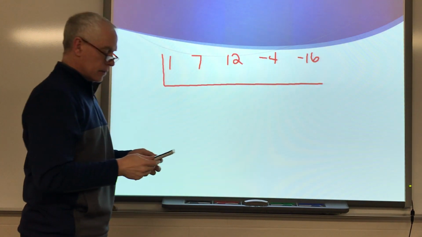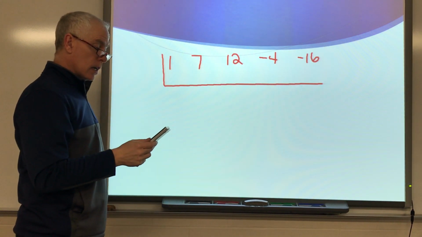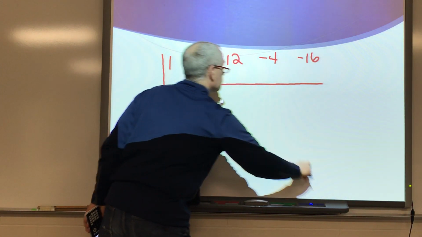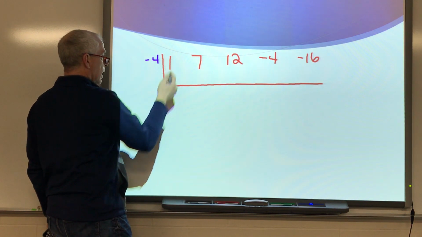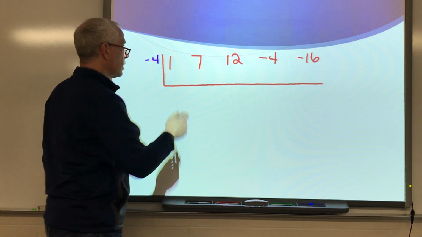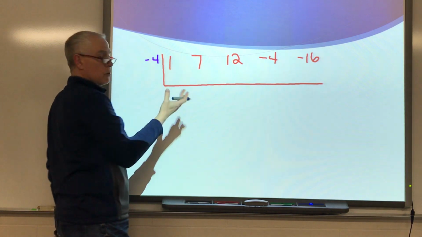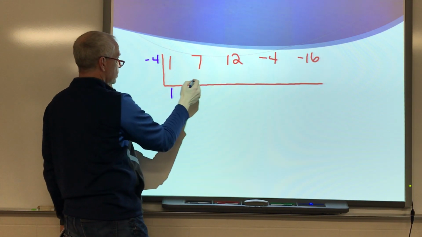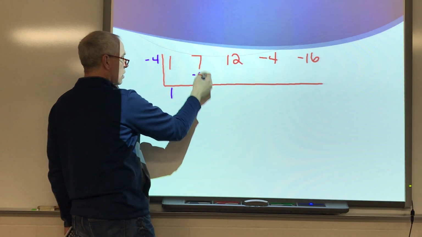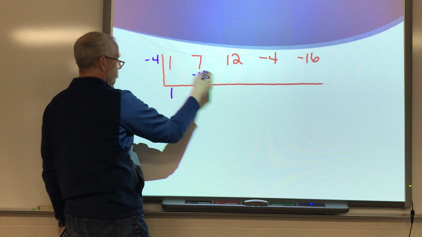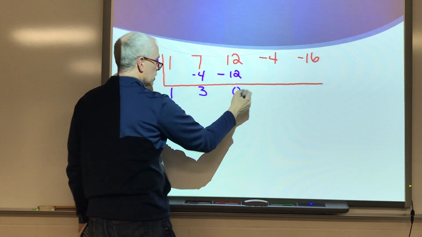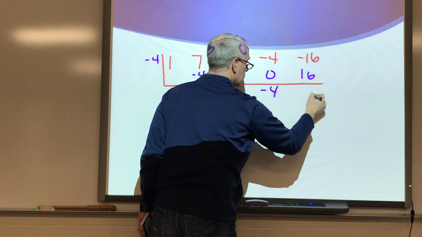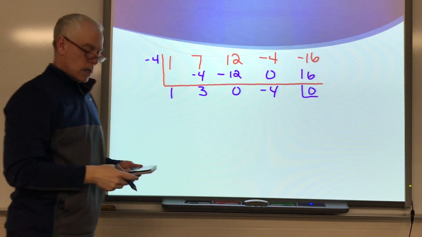Looking at my graph, it looks like I crossed the x-axis at negative 4, so I'm going to test that one. And negative 4 was one of our possible rational numbers because it was a factor of 16. And there was 1 or 3 negatives, so that made sense. So bring the 1 down. Negative 4 times 1 is negative 4. Add these up, I get 3. Multiply, I get negative 12. Add them up, I get 0. Negative 4 times negative 4 is 16. Sure enough, that was a 0.